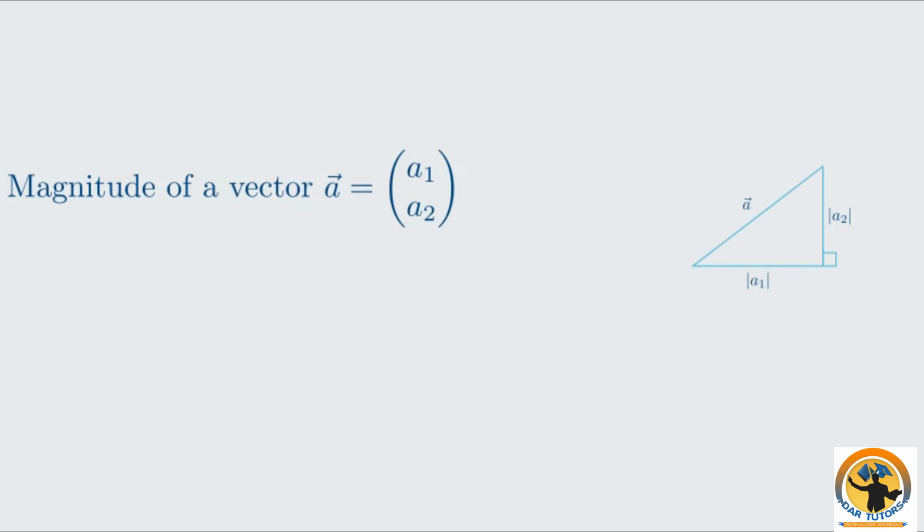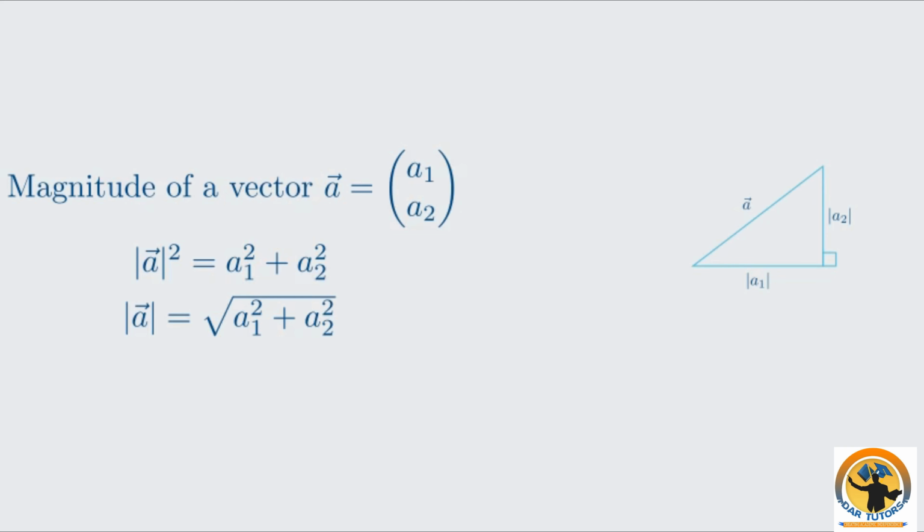Next, let's discuss the magnitude of a vector. The magnitude is simply the length of the vector. For a vector a with components (a1, a2), its magnitude, denoted by |a|, can be found using the Pythagorean theorem. Imagine the vector as the hypotenuse of a right-angled triangle. The horizontal side has length a1, and the vertical side has length a2. By Pythagoras, the square of the hypotenuse is the sum of the squares of the other two sides. So the magnitude squared is a1 squared plus a2 squared. Taking the square root, we get the formula for the magnitude.